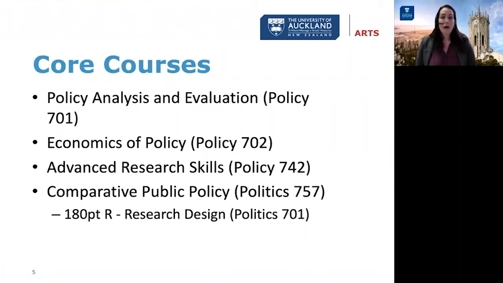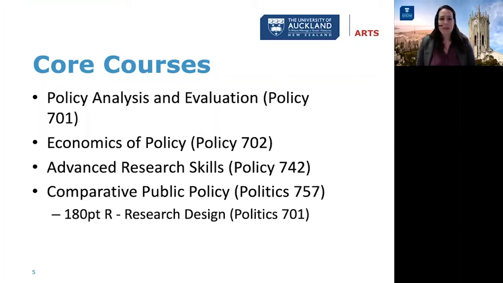So of the core courses that all our MPP students take, they all take Policy 701, which is analysis and evaluation. It's kind of your introduction to public policy at the graduate level. You study how you would analyze different kinds of policies, what criteria you make these decisions based on. You take a core course, all our students do, in the economics of policy. You take a core course in advanced research skills, so statistical skills and also qualitative analysis.